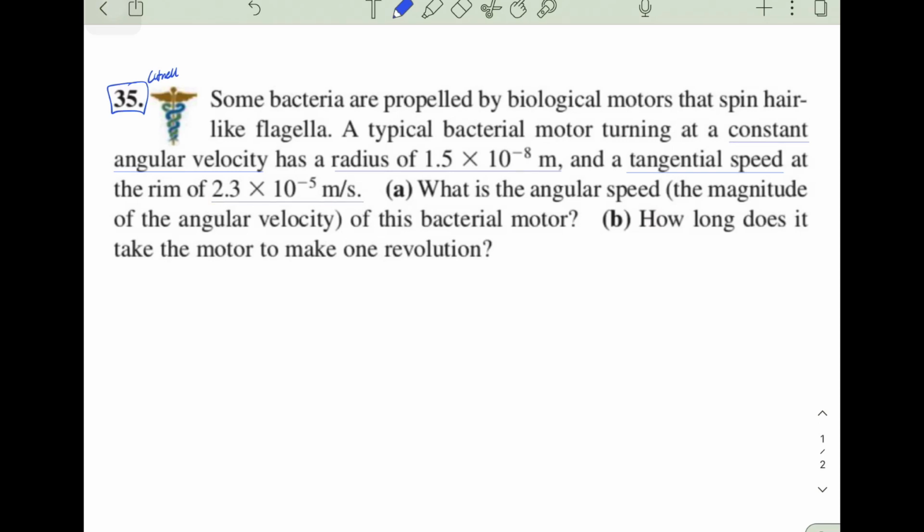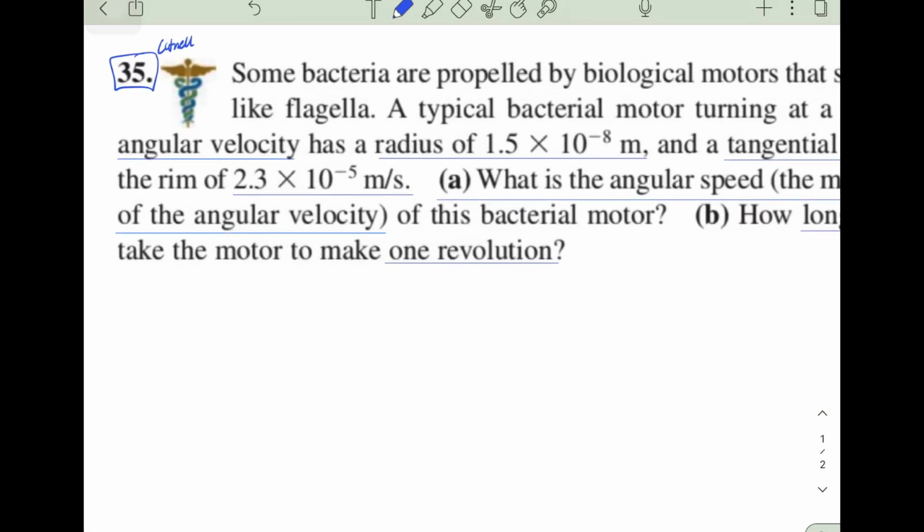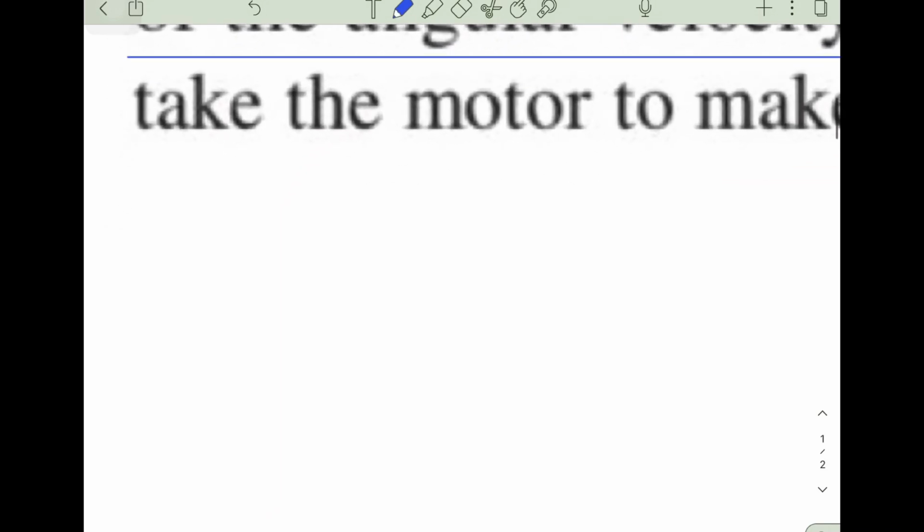Now, there are two questions. The first question: what is the angular speed, the magnitude of the angular velocity of this bacterial motor? And the second question asks, how long does it take the motor to make one revolution? So we're going to do A, in blue.